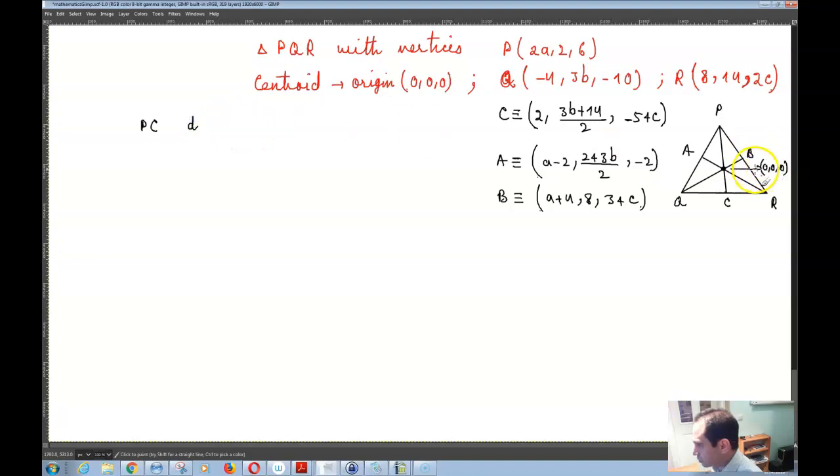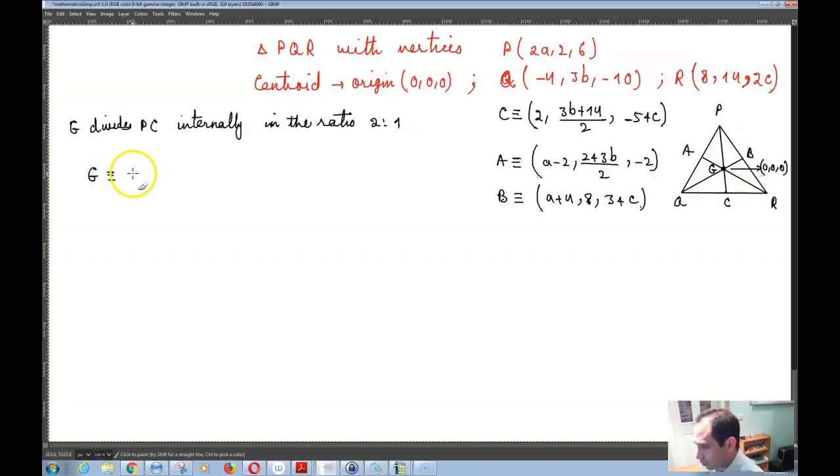So if I call this point, for example, G, so G divides PC internally in the ratio 2 to 1, as we discussed before.